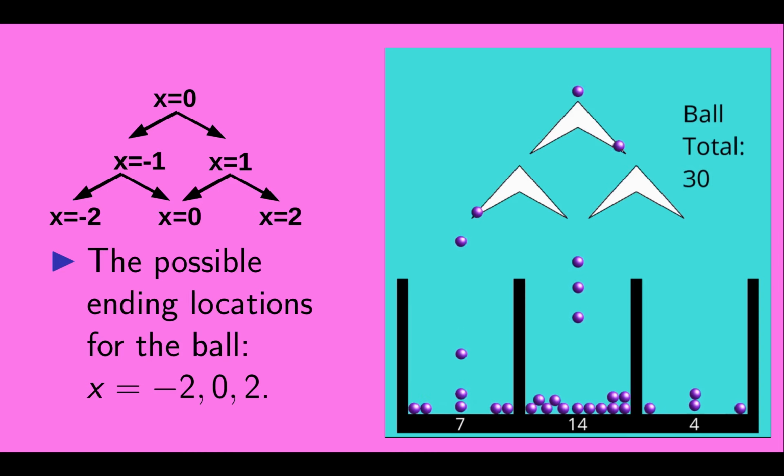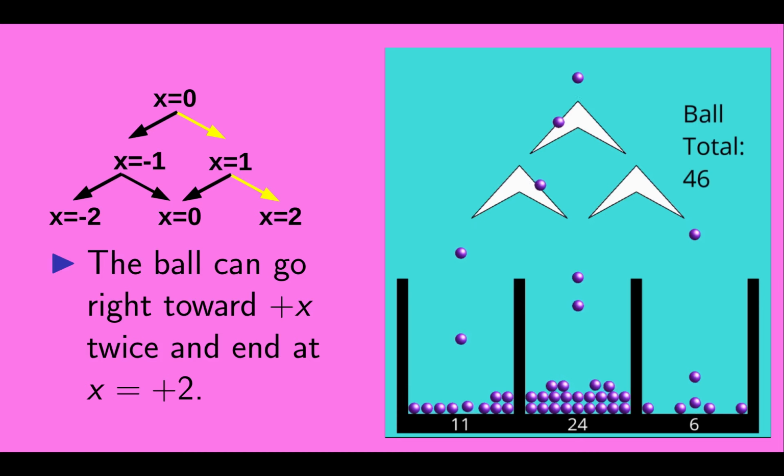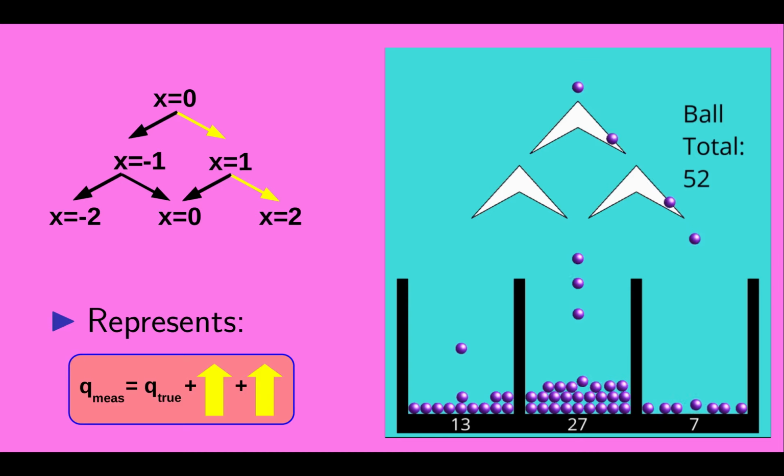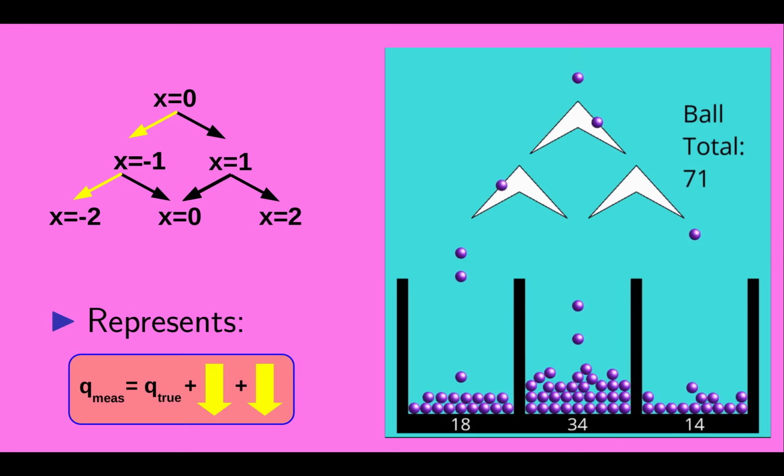After 2 steps, the possible ending locations for the ball are x equals -2, 0, and x equals +2. There are 4 possible paths for the ball to take. The ball can go right toward positive x twice and end up at x equals +2. This represents a measurement where both sources of error pushed Q measured up from Q true. Alternatively, the ball can go left toward negative x twice to end up at x equals -2. This represents the case where both sources of error push Q measured down.